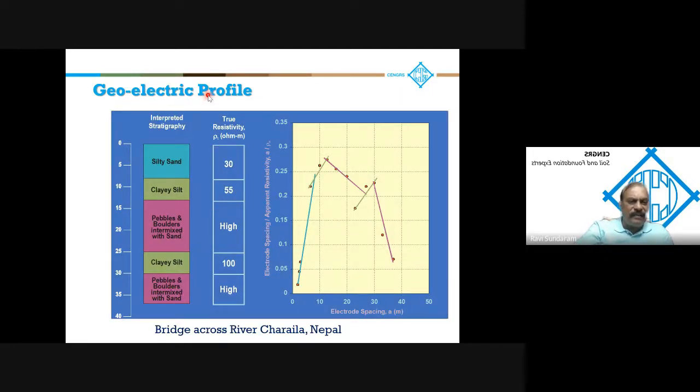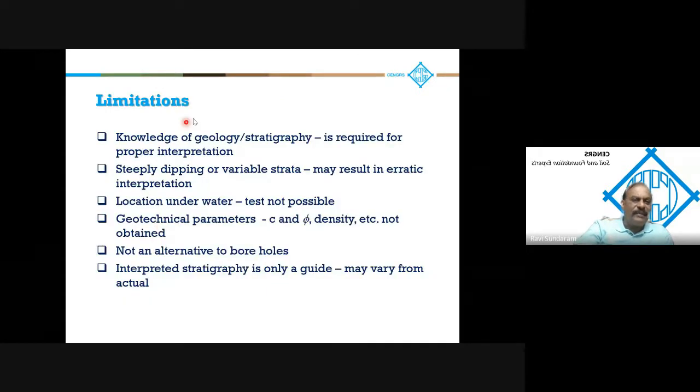So this is one typical case where we had used it in a project in Nepal across river Charela. With the help of borehole data and resistivity data, the layers had been interpreted. These negative slopes indicate, of course, very high resistivity. So this was the pebbles and boulders here. So this is the interpretation of the geoelectric profile. Of course, there are limitations.